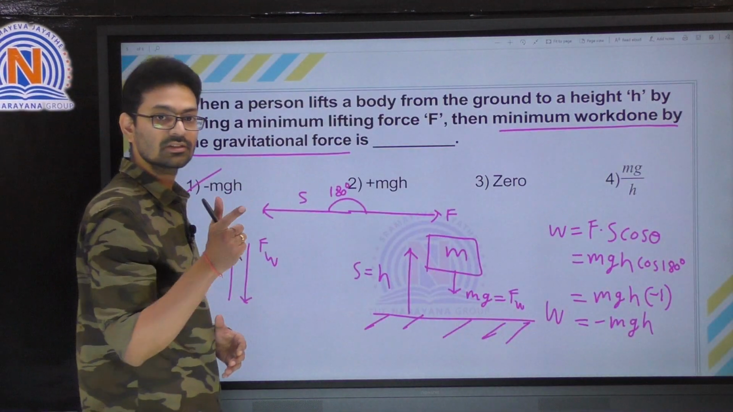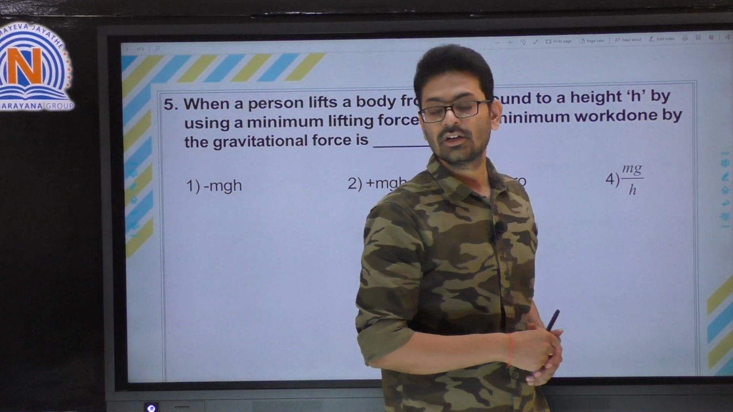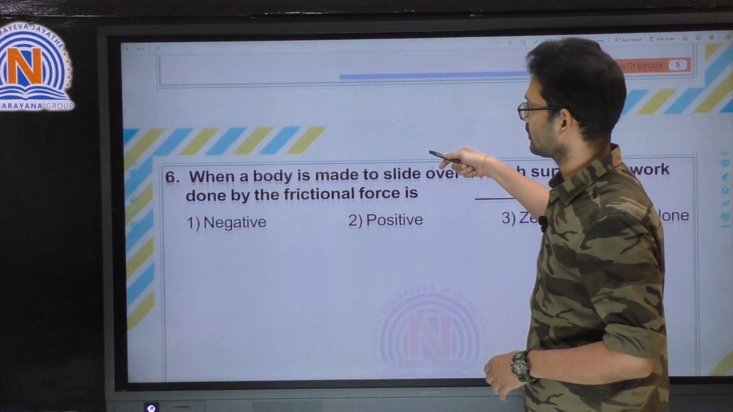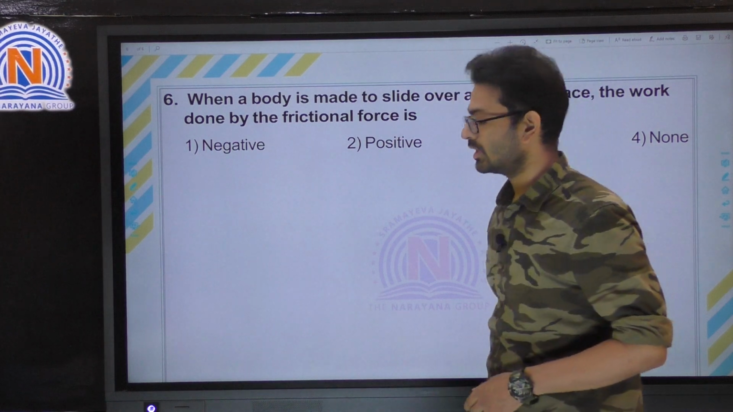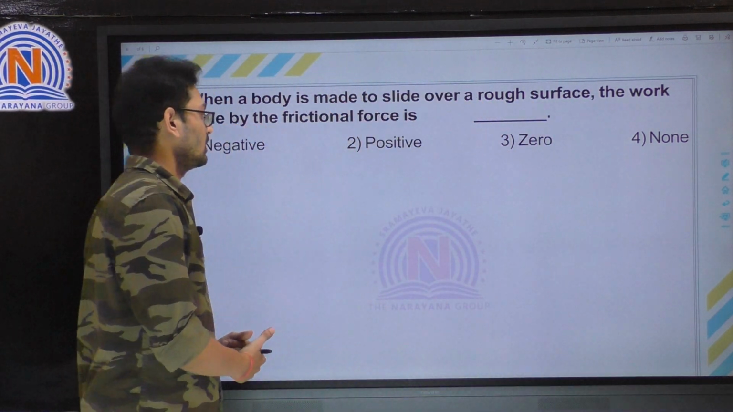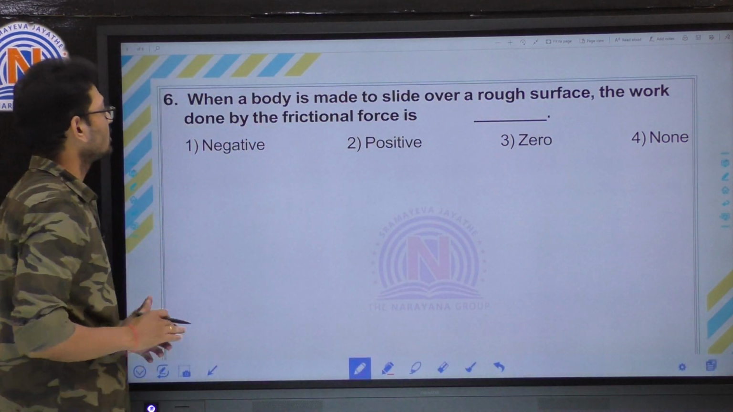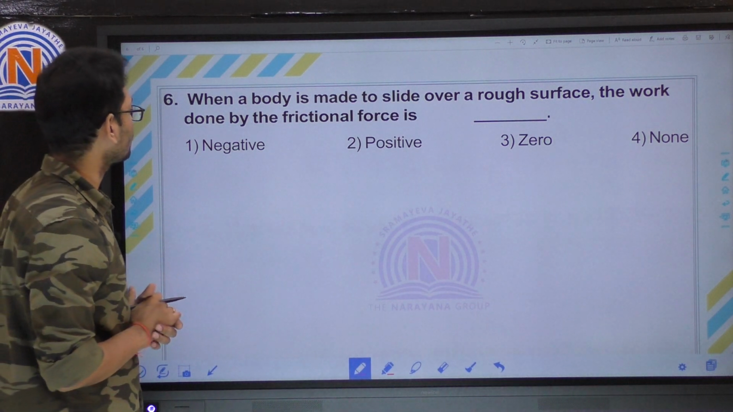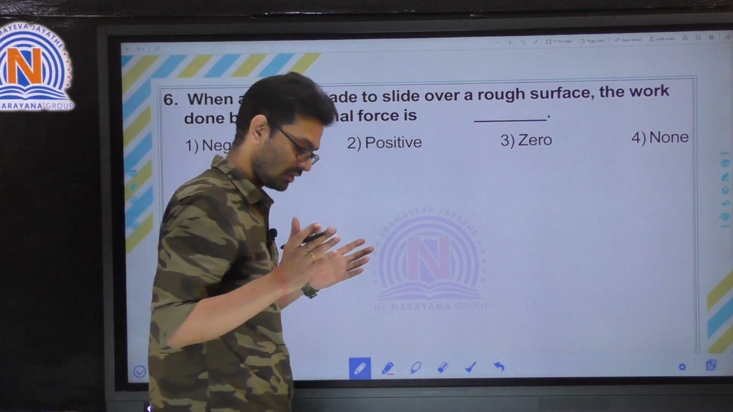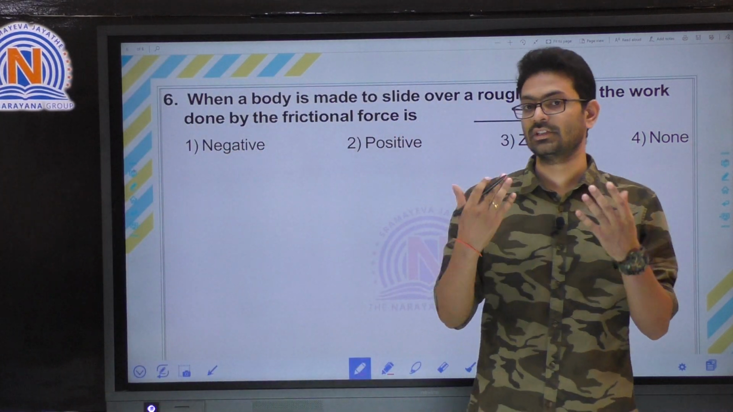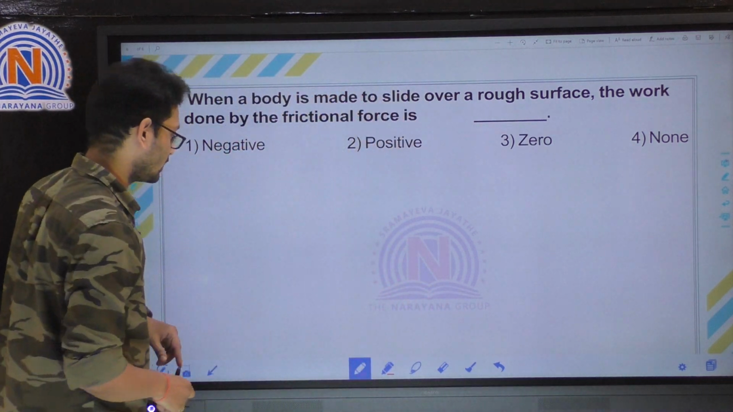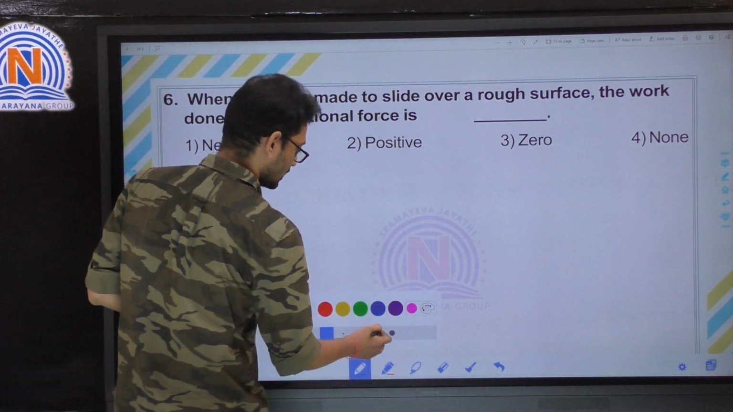Let us go to our last question, which is the sixth question. Now let us talk about the sixth question. When a body is made to slide over a rough surface, the work done by the frictional forces. Very good question. The work done by the frictional force. Let us talk about it in detail by drawing a diagram. In physics, it's very important to draw a diagram, right?